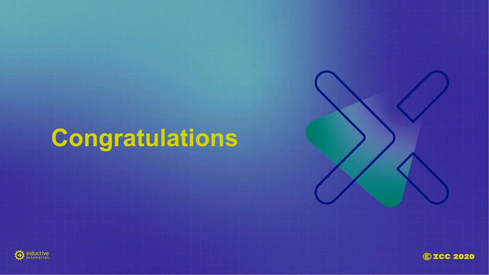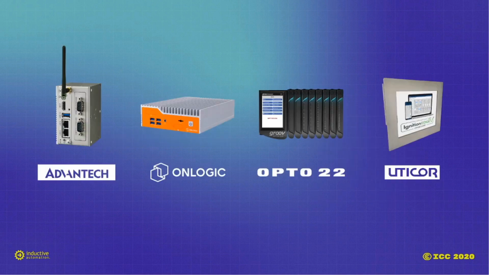Congratulations to Will. You win our grand prize of a $200 Amazon gift card and the opportunity to be featured on the Inductive Conversations podcast. Also, thank you to our onboard partners, Advantech, OnLogic, Opto22, and Alticore, for donating some of their amazing hardware to the Exchange Challenge finalists. Each of our 3 finalists will receive an Advantech Uno 2271G, an OnLogic IGN 700, an Opto22 Groov EPIC, and an Alticore iEdge Panel PC.